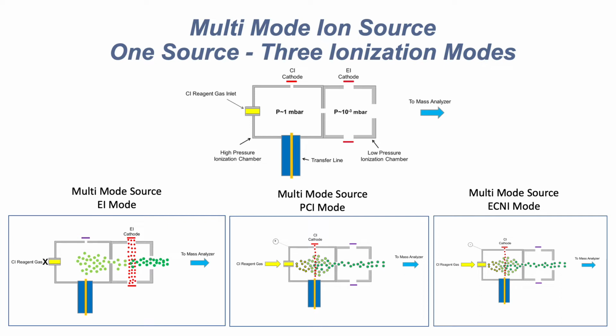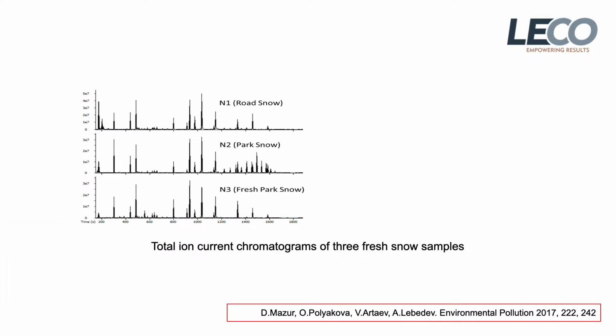Everything can be achieved quite easily without any reconstruction of your instrument. So here you can see examples of 3 samples of snow collected near Moscow State University. This is a pretty clean part of Moscow, but anyway, and here you can see something like maybe 50-60 chromatographic peaks. Looks like not something terrible.